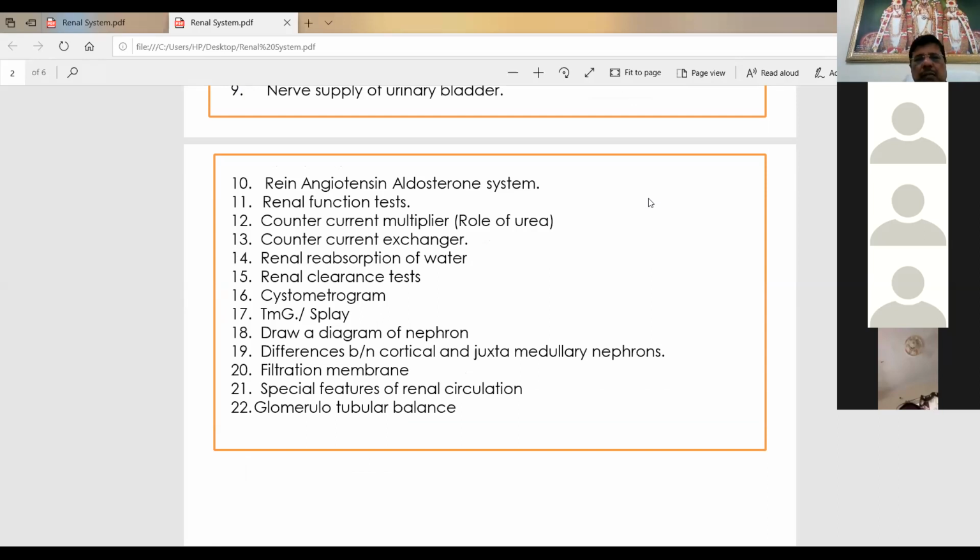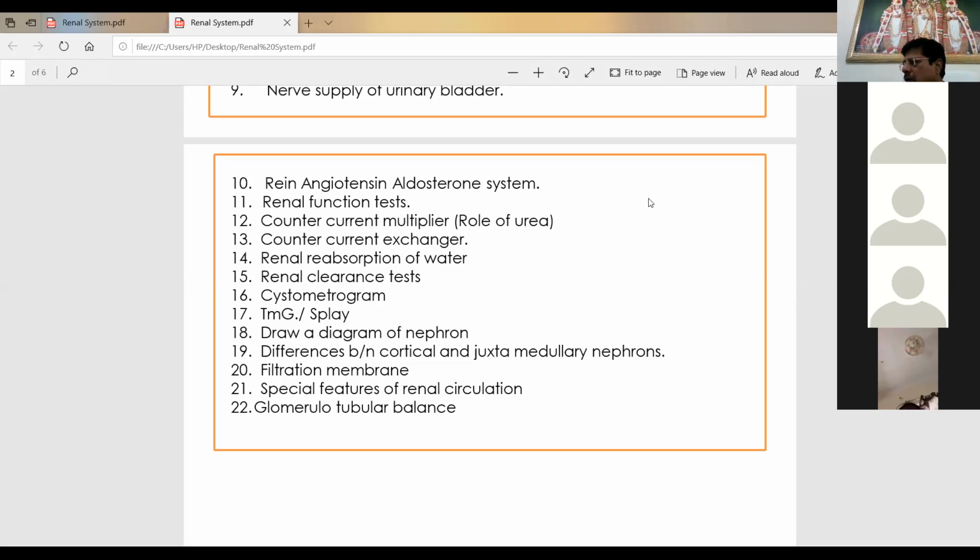What is a cystometrogram? A graph which measures the pressure as the volume increases. Pressure volume changes inside the urinary bladder. Very frequently asked question. Cystometrogram. Innervation of urinary bladder. Micturition reflex. Very, very, very frequently asked questions. Renal function test. Viva, they'll ask you.